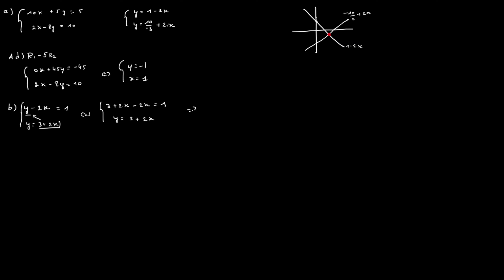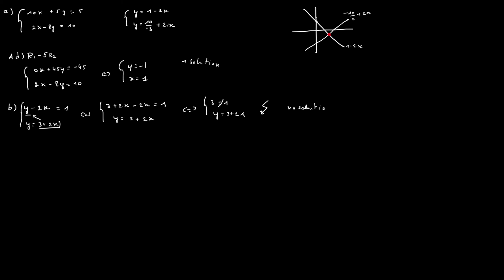And what do you find over here? You find that 3 needs to be equal to 1. And y is equal to 3 plus 2x. And this is obviously never true. Meaning there is no solution to this set of equations. So where here there was one solution, here there are no solutions.